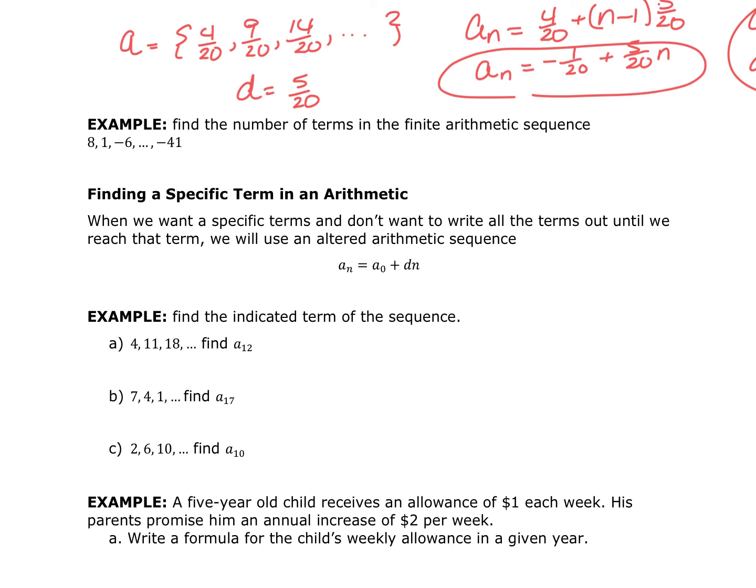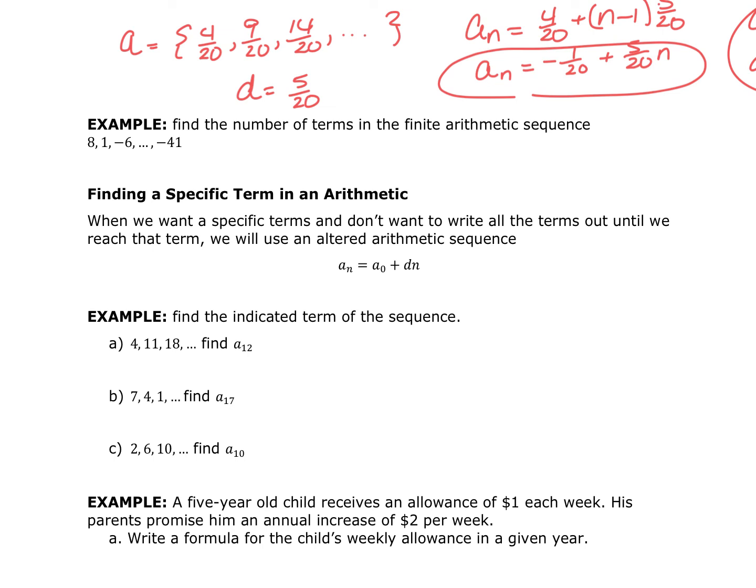Now, if I want to know the number of terms in a finite sequence, the first thing I'm going to do is build the explicit formula, and then I'm going to set my explicit formula equal to that final number. Then I'm going to solve for n, and that's going to tell me how many terms I have.